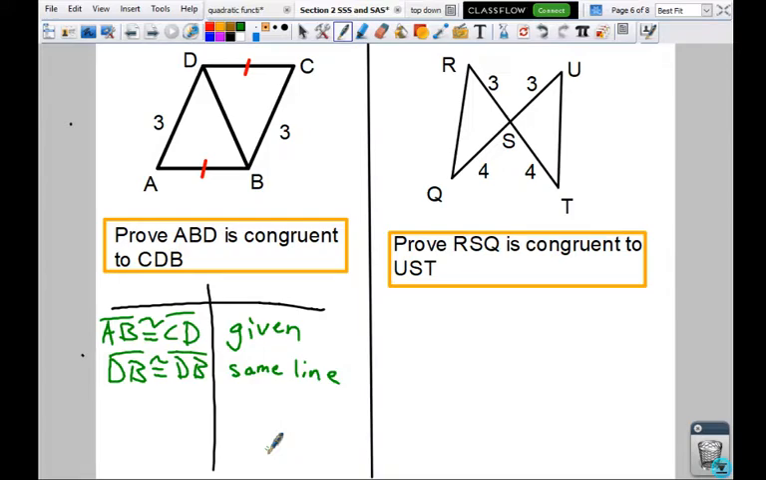All right, and then our last side. What's the last side we're missing, Joseph? AD and BC. Thanks, Joseph. I know he got it, I just wanted to say it. AD is congruent to CB. And then what's your reason, Joseph? Same length.